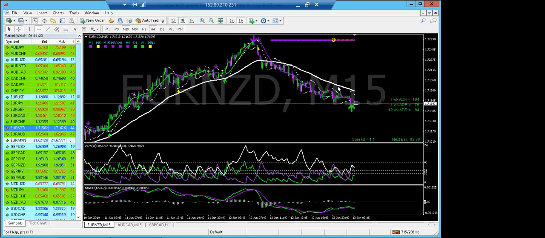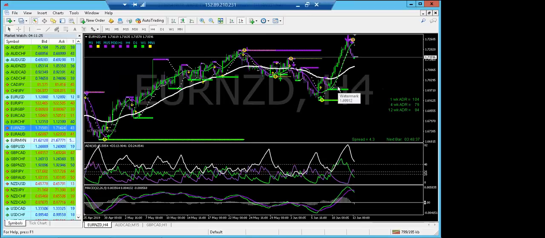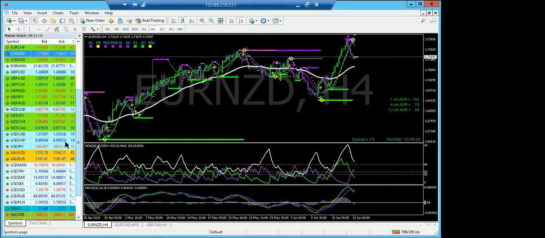I kind of just used price action. Good job. That's awesome. Way to go. Okay, awesome. You guys want to look at gold? Let's see.